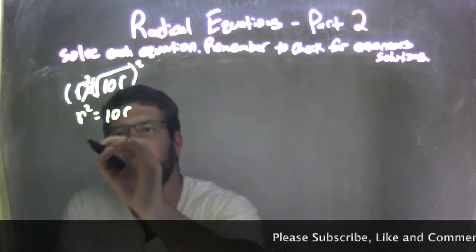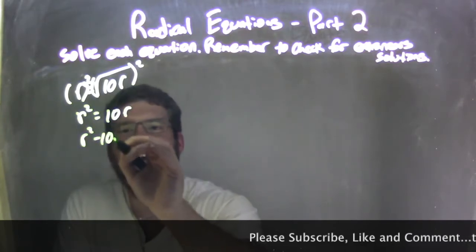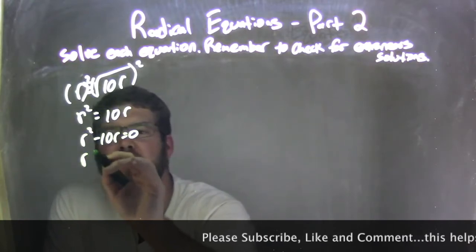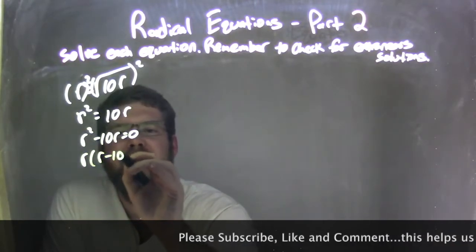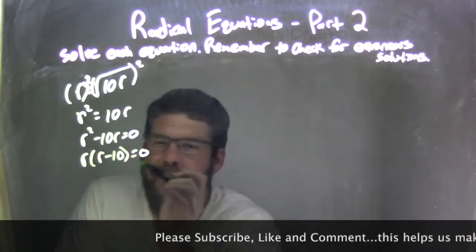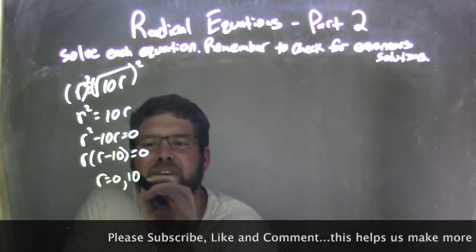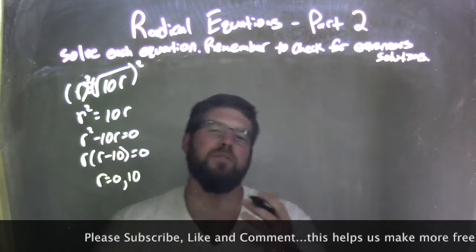Let's bring the 10R over. R squared minus 10R equals 0. Then we'll factor it. Let's just pull out that R. So R times (R minus 10) equals 0. We set both parts equal to 0 here, and so we have R equals 0 and positive 10 are our two solutions. Well, two solutions so far.